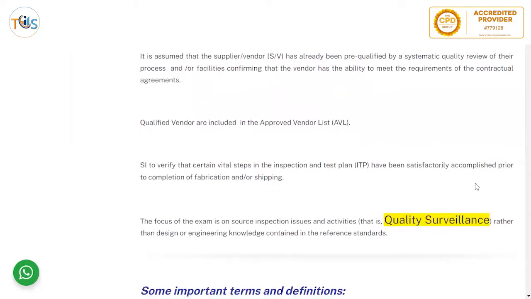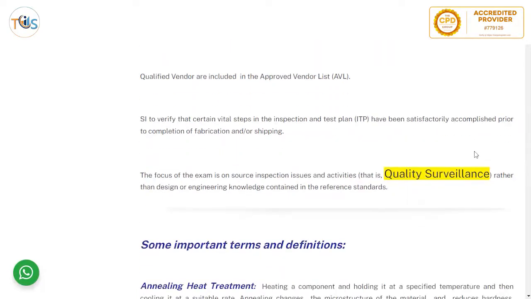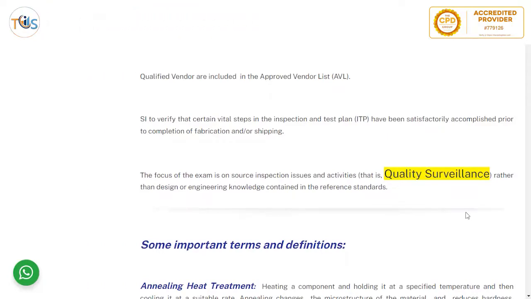Here it is mostly manufacturing a package, such as a heat exchanger or a pressure vessel or a column or a tower or a steel structure. Qualified vendors are included in the approved vendor list, AVL. The source inspector verifies that certain vital steps in the inspection test plan have been satisfactorily accomplished prior to completion of the fabrication and or shipping.